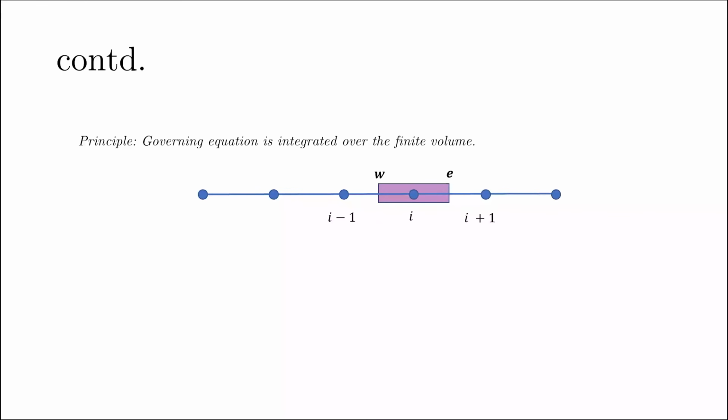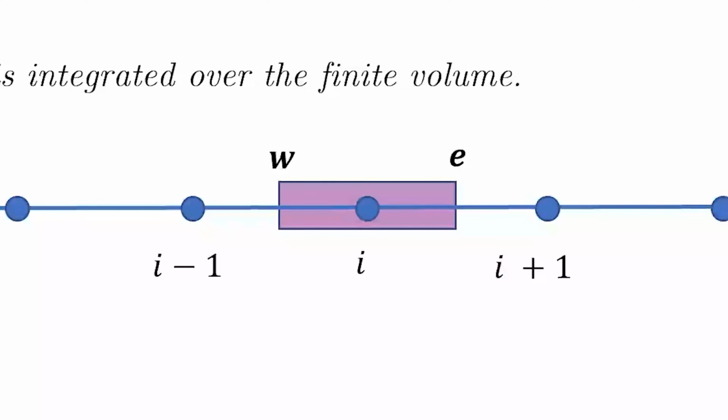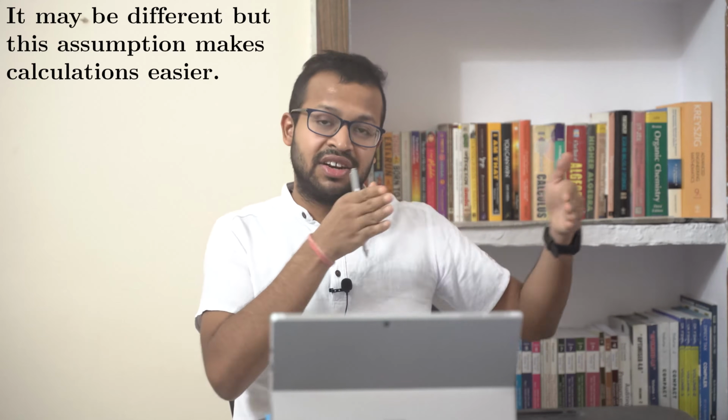However, in the case of finite volume methods, the idea is that we consider the finite volume around the grid point. So here my grid point of interest is i. And just like before, I have two neighbors that I'm calling i minus 1 and i plus 1. And when we define a finite volume such as this, you would see that the extent of the finite volume is usually the same as the grid spacing.